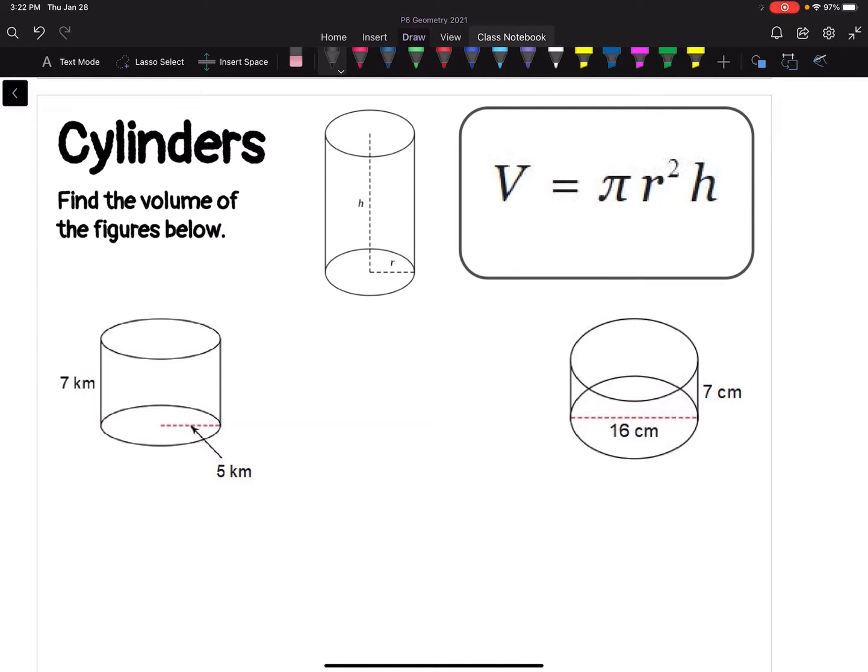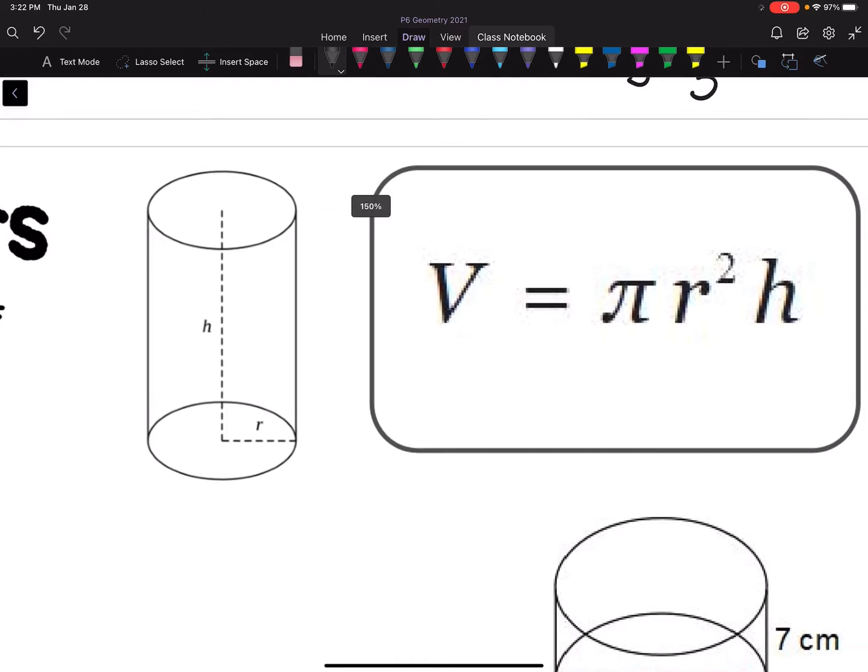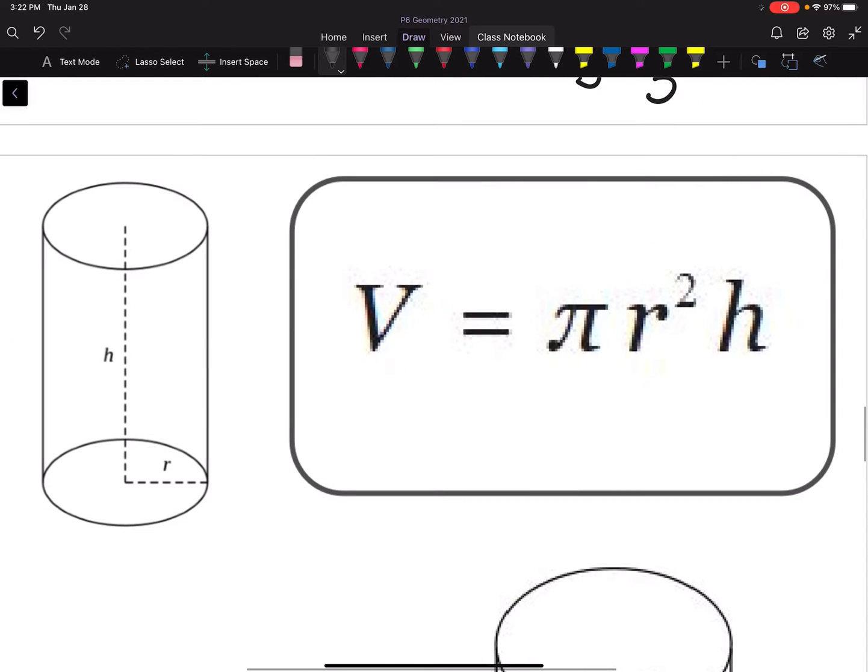The next two practice problems I'm going to go over deal with the volume of a cylinder. So we've got our formula up here where my volume is equal to pi times r squared times h. R in this formula is the radius.